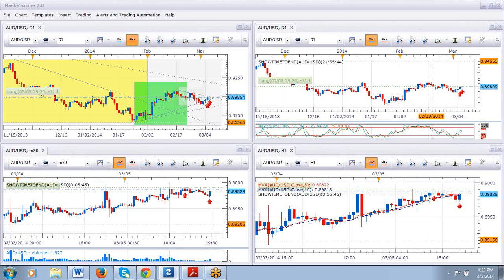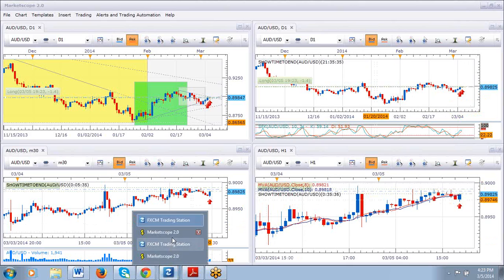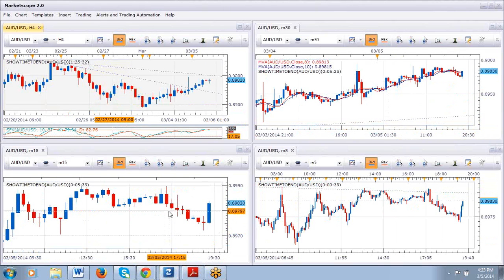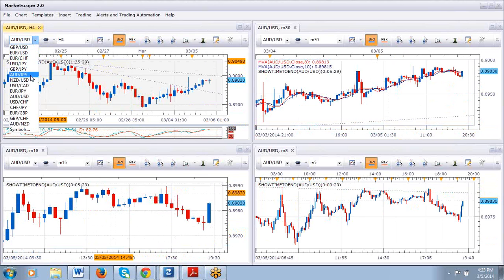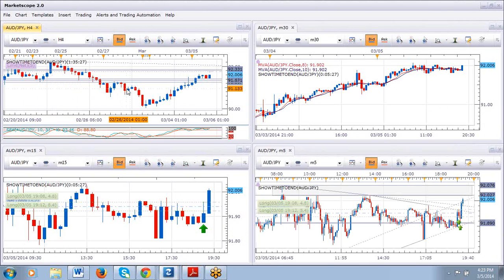Alright, so that's basically 102, one of the Aussie against the US dollar, and then the other one is the Aussie Japanese yen. So we're just gonna go through that.